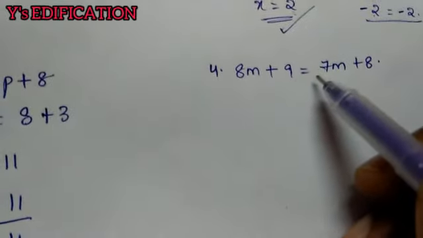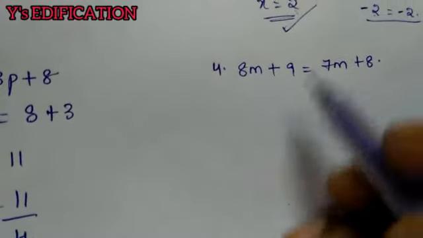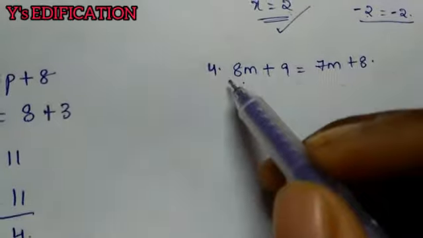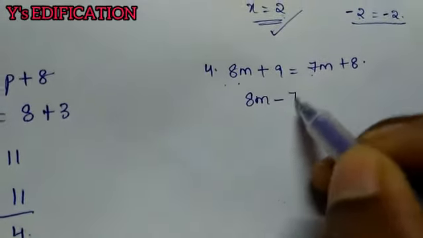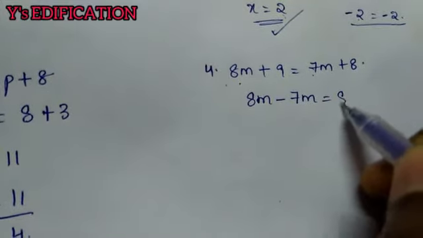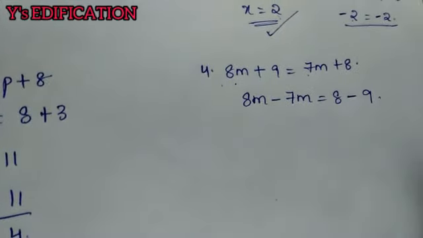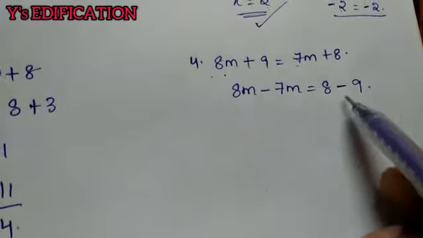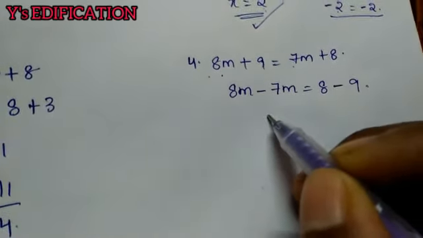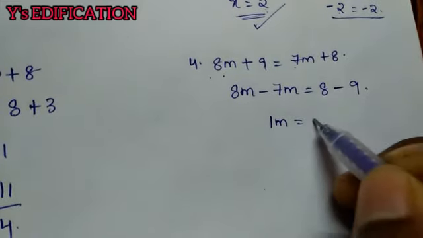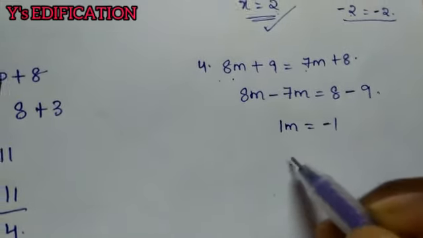8m plus 9 is equal to 7m plus 8. Same problem here. 8m and 7m are the variables. So write both the variables on one side and numbers on the other side. Okay, this is plus 9, so it will become minus 9 when we transpose it. So what is 8 minus 7? 1m. What is 8 minus 9? Minus 1. I want only m value.